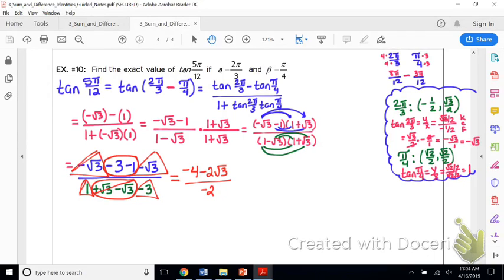Can you simplify that? Well, that's a good question. Can I? Negative 4, negative 2, and negative 2, are they all divisible by something? So let's divide them all by negative 2. So we get 2 plus square root of 3 over 1, which is just 2 plus square root of 3.